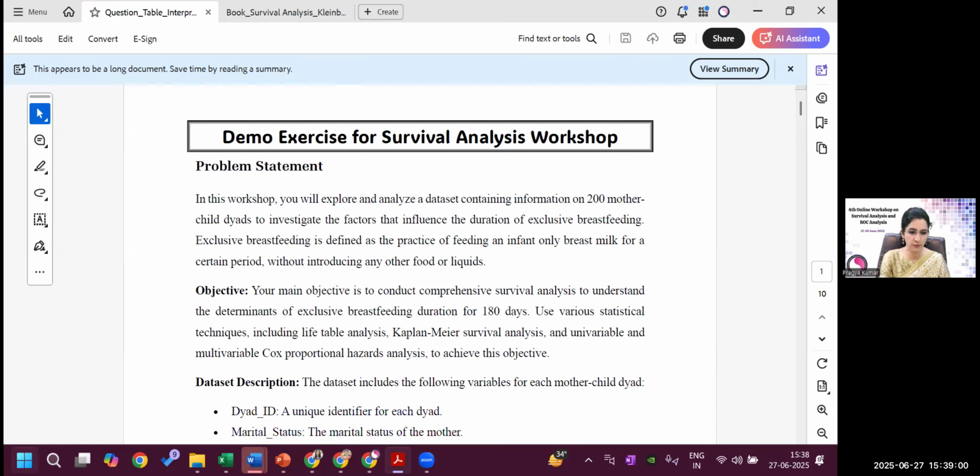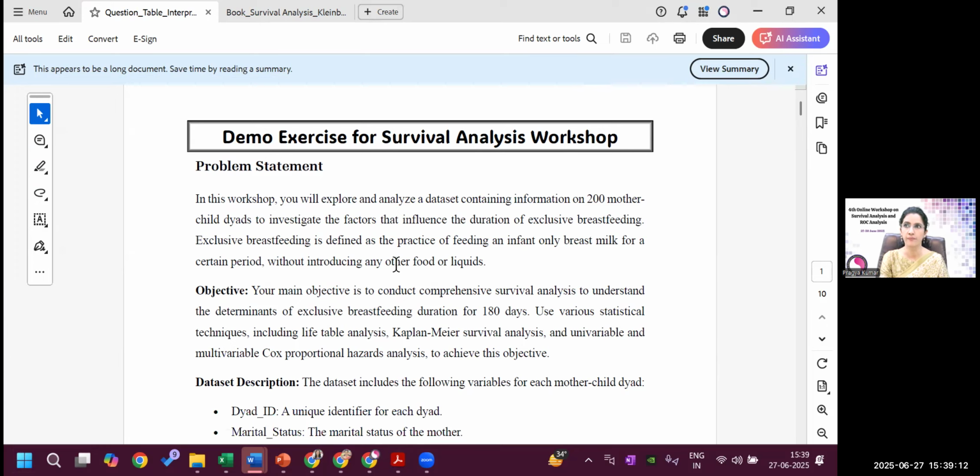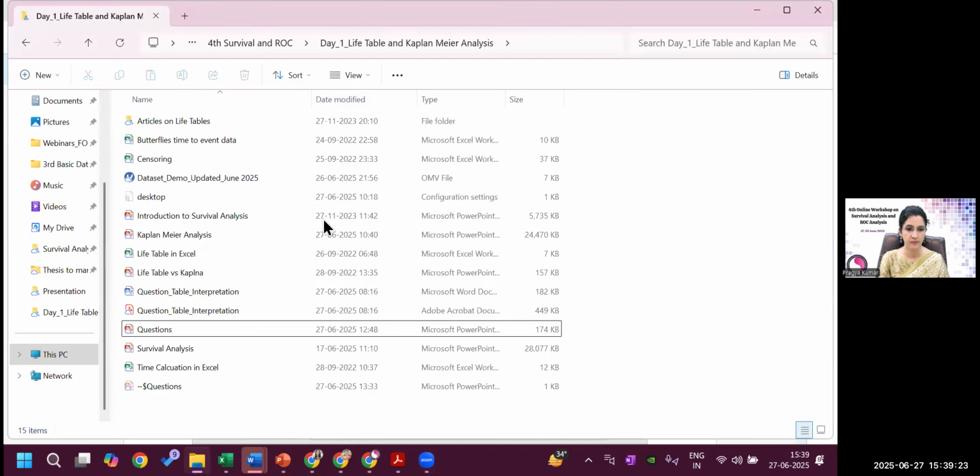I'll open JAMOVI. Since there are many versions of JAMOVI on my PC, currently it is JAMOVI 2.6.26, so I will open this one because it is the most recent, solid version. I have opened the JAMOVI file, and this is the data set, the demo data set updated in June 2025. You have to use this data set. We have shared the data set with you.